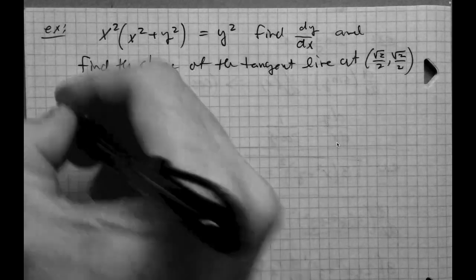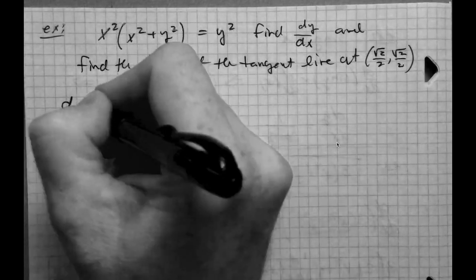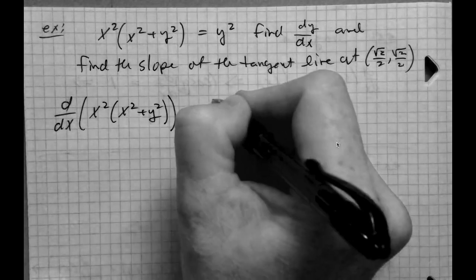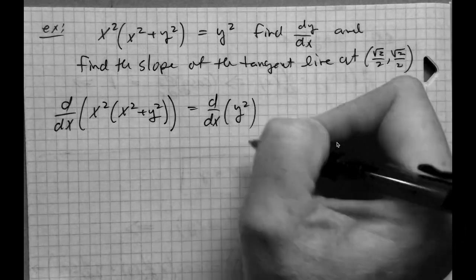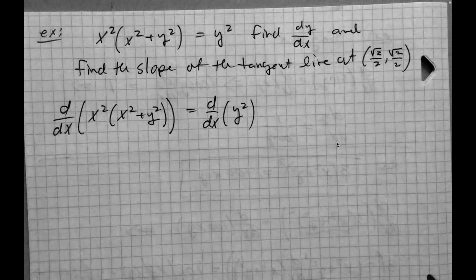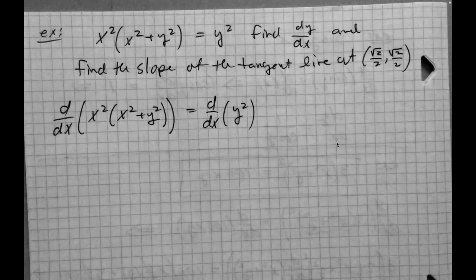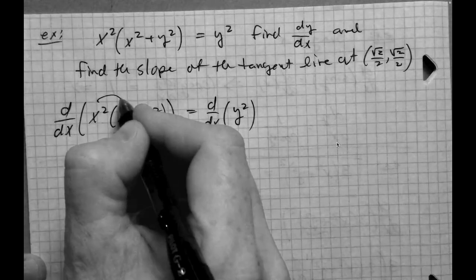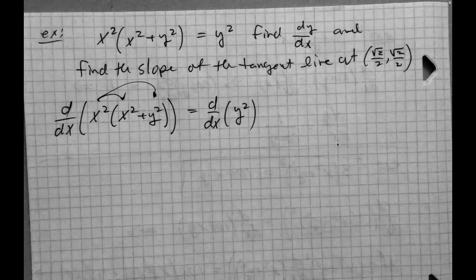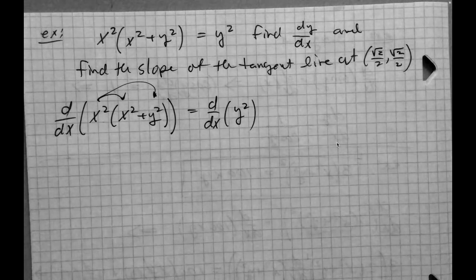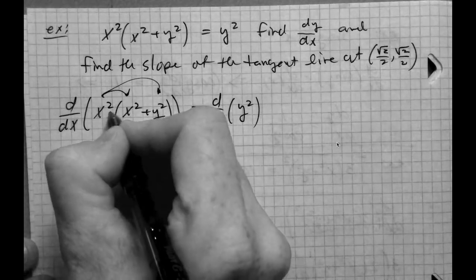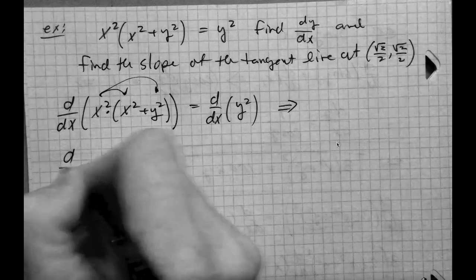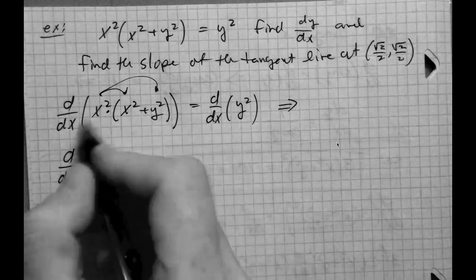All right, so we need to find the derivative first. So we're going to differentiate both sides with respect to x. So it'll be d dx of x squared times x squared plus y squared, and that's going to equal d dx of y squared. There's a couple ways you could do this. I think probably the most straightforward way is to distribute the x squared through here. You could also keep it like this, recognize that you've got a product here, and use the product rule. We're going to end up using the product rule anyways, but for the sake of making it structurally a little easier to look at, it might make sense to just multiply this through.